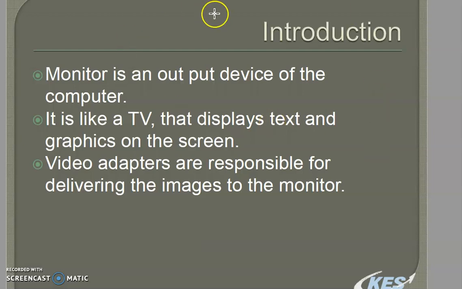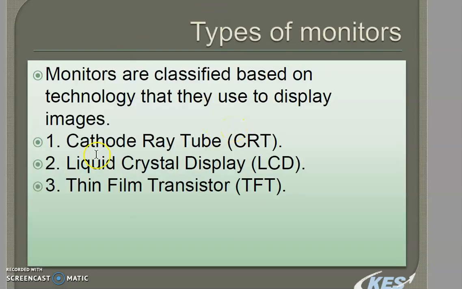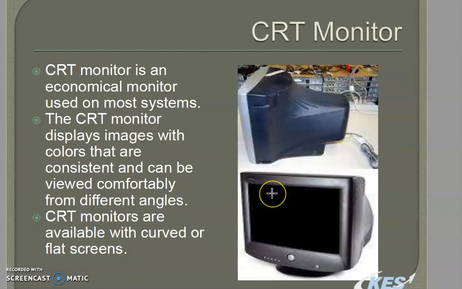So right now, which are the different types? One is the cathode ray tube (CRT), then the liquid crystal display (LCD) screen, and the thin film transistor (TFT). Right now we are using TFT screens. In the old days CRT was very popular. After that it was replaced with LCD, and now it is replaced with TFT.